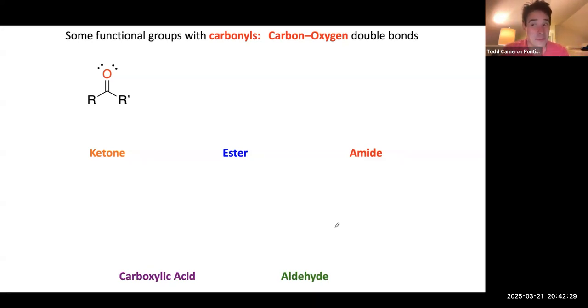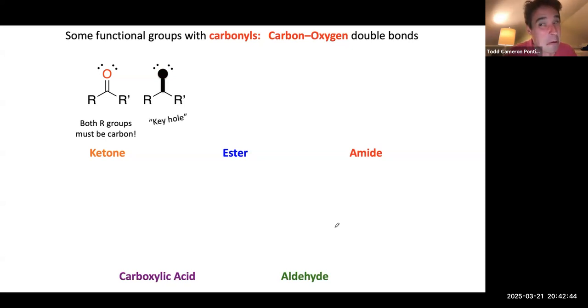This is one that I have a mnemonic for. So imagine you take this ketone and you color it in. What does it look like? It kind of looks like a keyhole. It's a ketone. Hey. It is easy to mix up the different carbonyl containing functional groups.